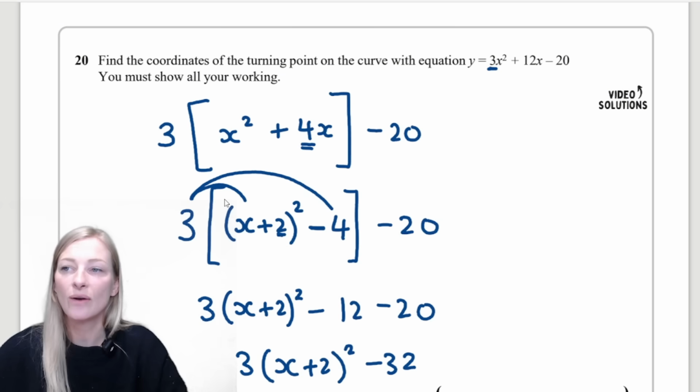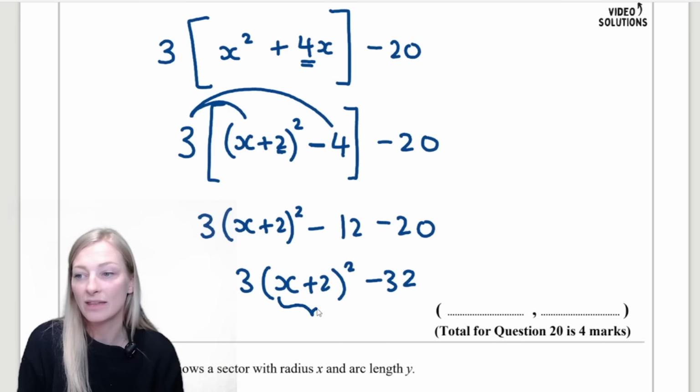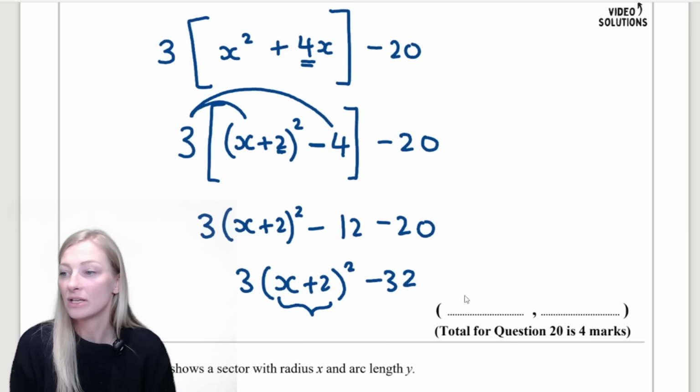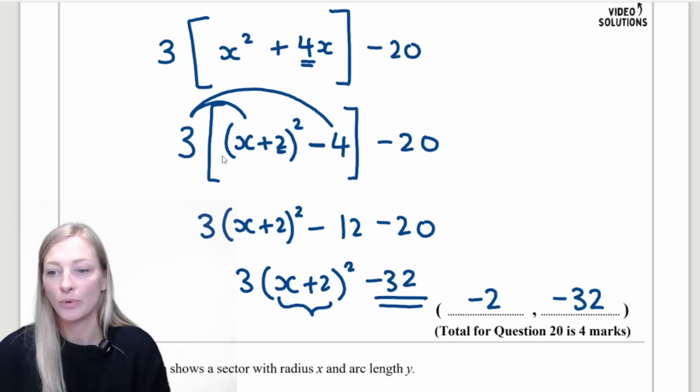Now, in order to calculate the turning point from that, we'd like to know what value of x would make the bracket equal 0, which is going to be minus 2. And then what is the constant term over here, minus 32 there. That is your turning point.